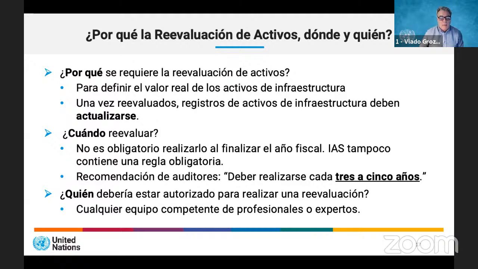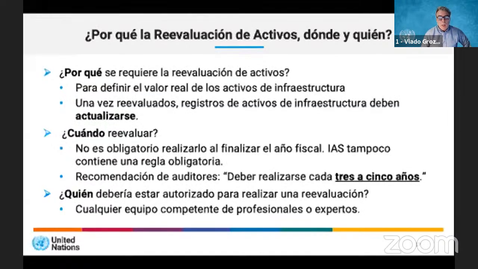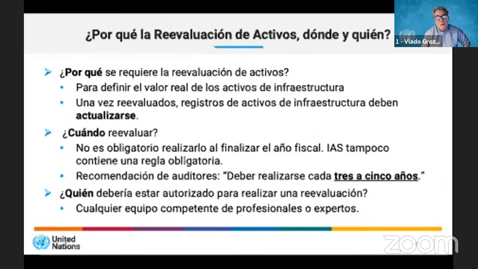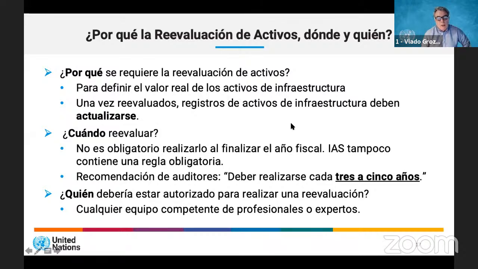When to reevaluate? This is a very important question. We don't have to do it every single year. This is the recommendation from most evaluators and auditors: it should be done at least every 3 to 5 years, especially for our municipal land and buildings. It's not mandatory every fiscal year, and it's also not contained in any mandatory rule by international accounting standards.